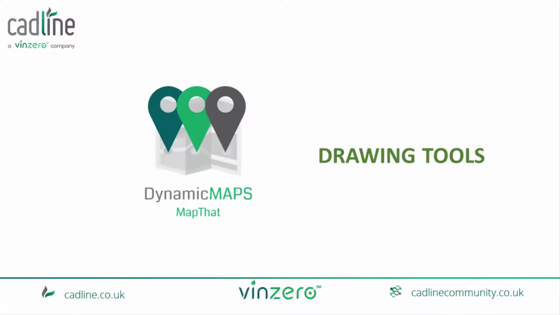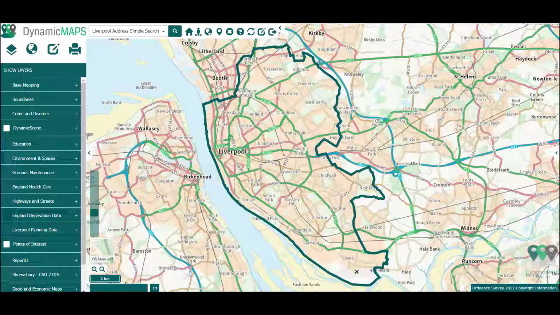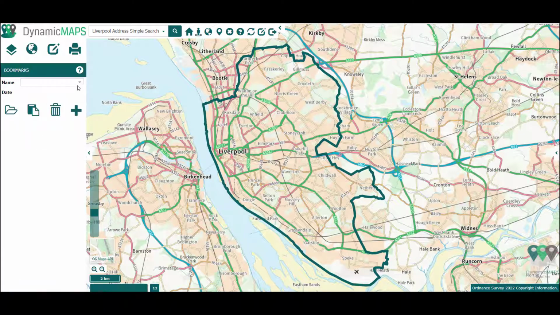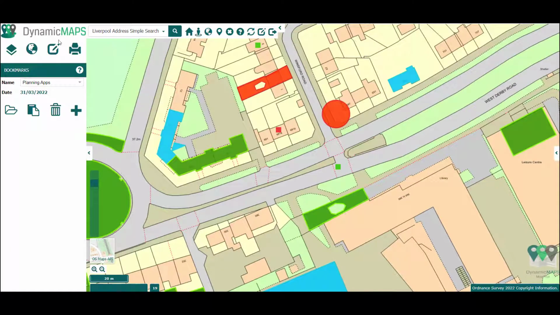Welcome to this Cadline Dynamic Maps video, where we'll be looking at the drawing tools within MapThat. Let's use the Bookmarks tool to open the Planning Applications layer. Once the layer loads, we can see red, green and blue application features within our map.